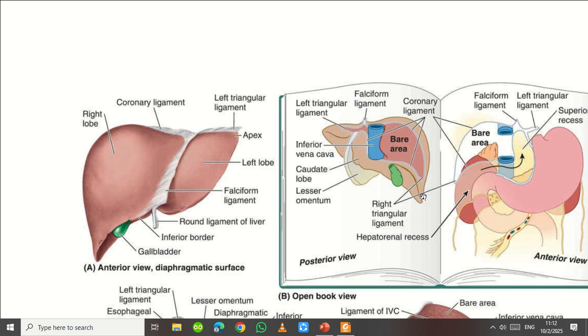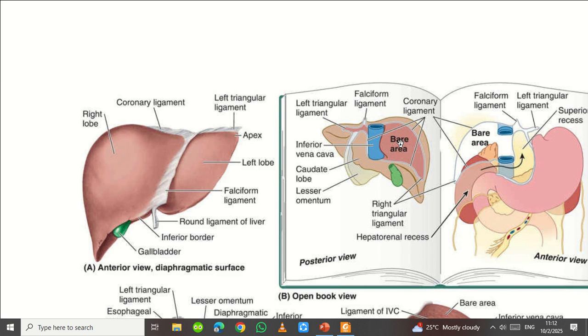You understand? Another important thing, we spoke of the bare surface of the liver. And it is within the bare surface of the liver that you have the groove of the inferior vena cava. So the inferior vena cava is found in the groove within the bare surface of the liver. And the bare area of the liver is mostly formed within the right lobe of the liver. Right? It is mostly formed within the right lobe of the liver.